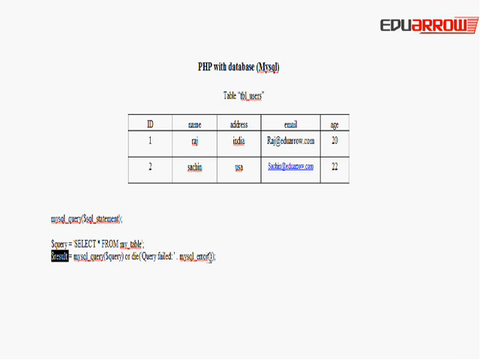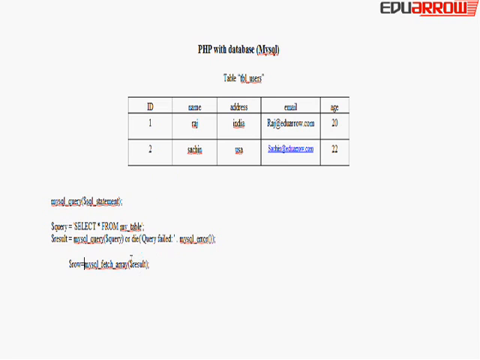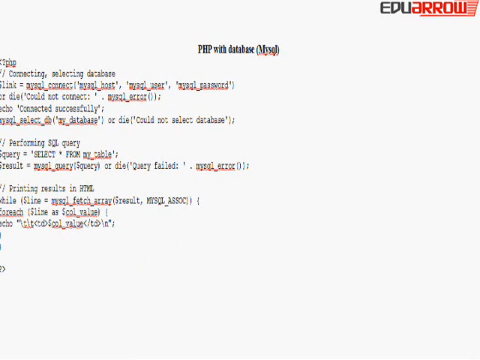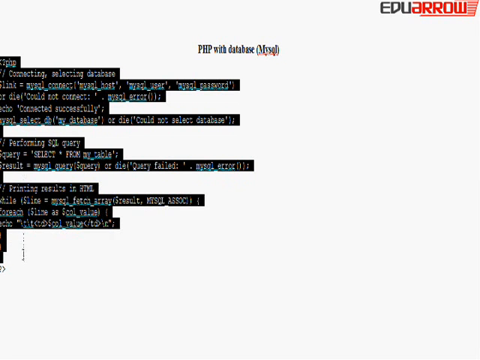Now once the result is stored in the result variable, we will fetch each record by using the function mysql_fetch_array. $row is now storing a single record fetched from the result. Now let's see this example, to connect with the database, select the database and fetch each record of a table.